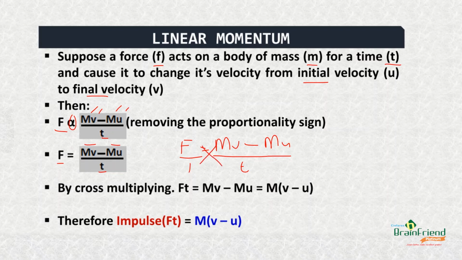We can say Ft is equal to mv minus mu. Since we have a common coefficient for the velocity, we can say m into final velocity minus initial velocity. Therefore, impulse Ft is equal to mass into final velocity minus initial velocity.